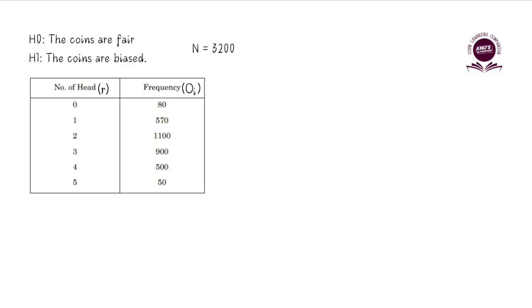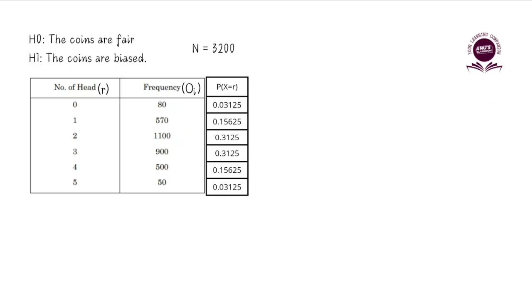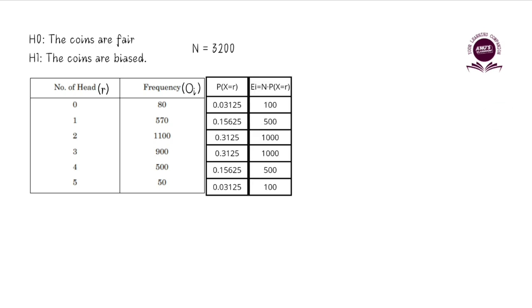In the interest of time, I have calculated the value of pi for each of these observations and given it in this table. You have to calculate it yourself and confirm whether what I have calculated is right or not. Now that we have the value of pi and n, we can calculate Ei for each observation. That also I have calculated and given on the screen. Simple multiplication only: 32,000 into the value of pi will give you the value of Ei.